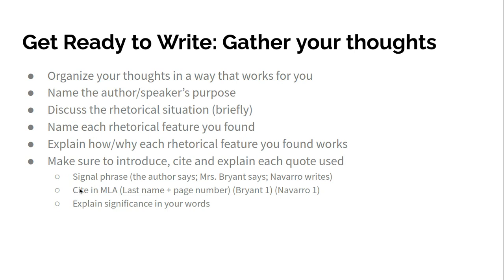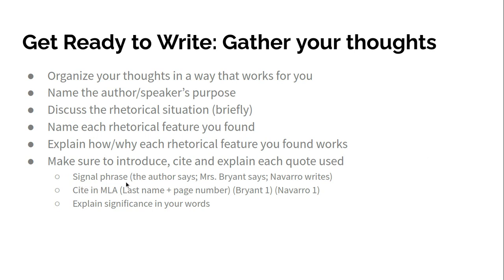So I also want you to gather your thoughts here. Remember that this is where the annotating comes in. So we want to organize our thoughts in a way that works for us as we read through this particular speech. Remember that you need to name the author or speaker's purpose. You need to discuss the rhetorical situation briefly. Name those rhetorical features that you find that you see her using. Explain how and why each one works. And then make sure to introduce, cite, and explain each time you're using a quote.